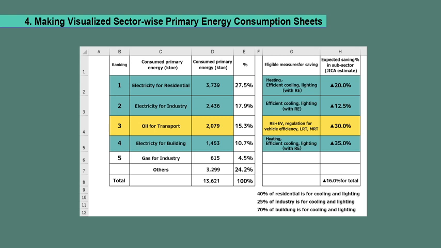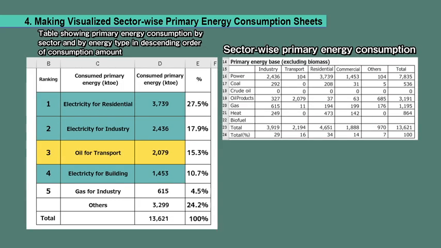Next, let's see how to apply this to evaluate EE and C potential by clarifying the top 5 energy-consuming sectors. On the right, you see the primary energy consumption amounts for Serbia, which are copied in descending order by sector and energy source on the left. The biggest is electricity for residential at 3,739. Followed by electricity for industry. Oil for transport is next.